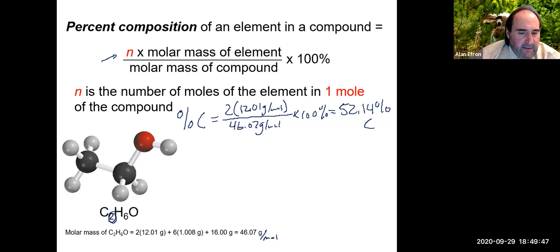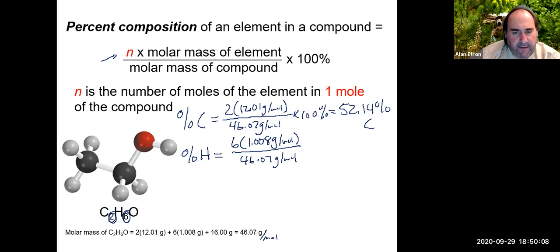We could do the same calculation for our other elements, for our hydrogen. In hydrogen here, there are 6 of them present. So we would take 6 times the molar mass of hydrogen from the periodic table, divided by the molar mass of the entire compound, times 100%. And if we do that, we do end up with something like 13.13% hydrogen. And our last one here would be the percentage of oxygen.